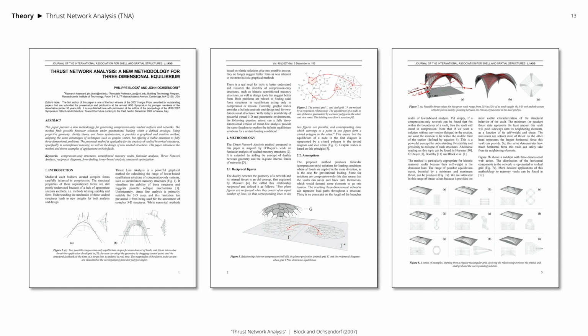Graphic statics combined with computational form-finding is a fundamental theory and principle behind thrust network analysis, TNA. TNA is a methodology for generating compression-only vaulted surfaces and networks. The method finds possible funicular solutions under gravitational loading within a defined envelope. Using projective geometry, duality theory, and linear optimization, it provides a graphical and intuitive method adopting the same advantages of techniques such as graphic statics, but offering a viable extension to fully three-dimensional problems.